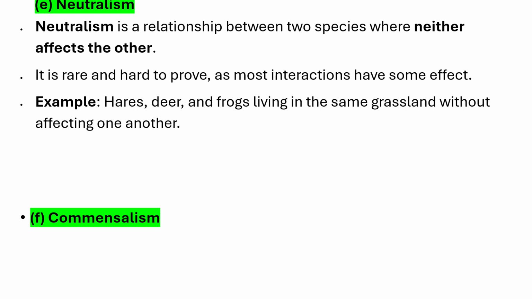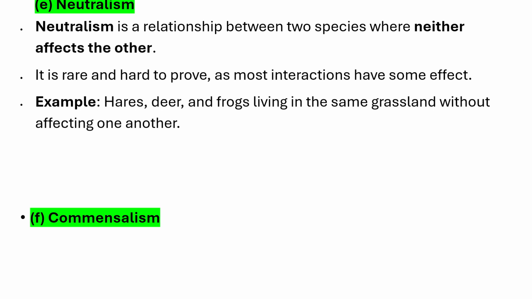This is because they are not using the same resources. They feed on different resources, so that's why it's called neutral. There is no species that harms another, and nothing can happen between them.